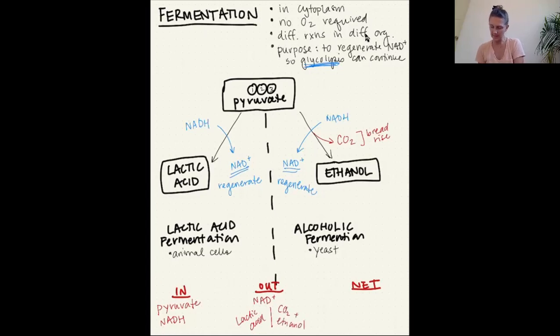And so the net is really NAD+, and that is to help glycolysis continue so that you can continue to make some ATP. All right, so we're going to stop there. Next screencast will be all the drawing of kind of the aerobic respiration part.